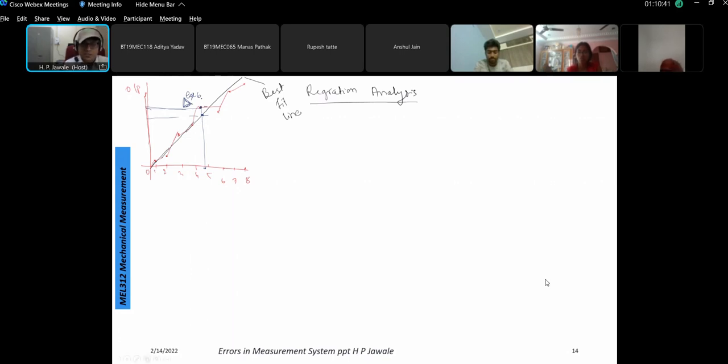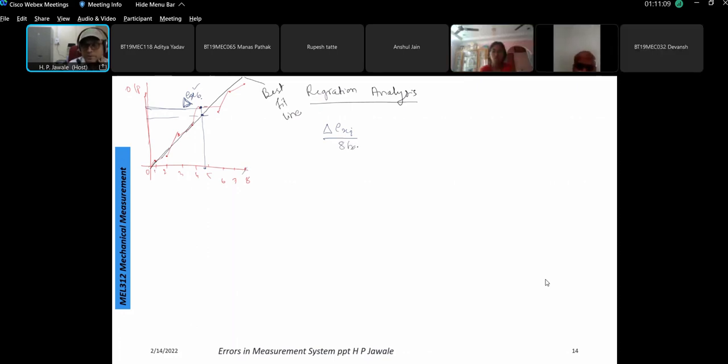Then I can predict other properties, like the maximum non-linearity of this graph. Suppose the maximum deviation occurs here; it will be found out, and we can specify Ex for the given ith reading over the total range of the instrument. For example, if the instrument reads from 0 to 8 bar as its maximum range, then it will be Ex over 8 bar, in percentage. So we can specify this as a percentage non-linearity.